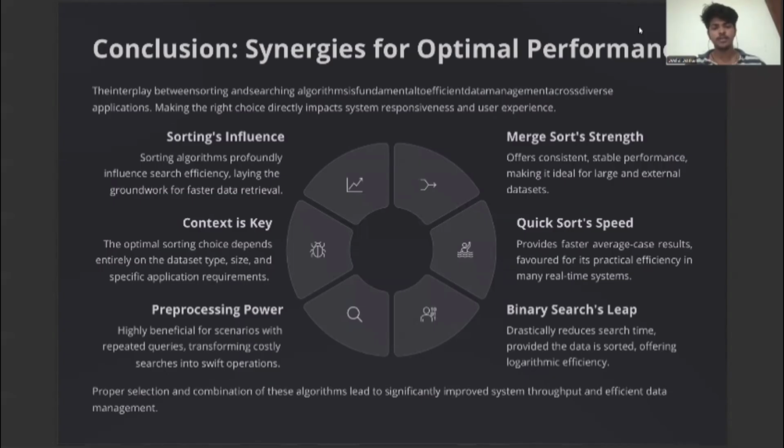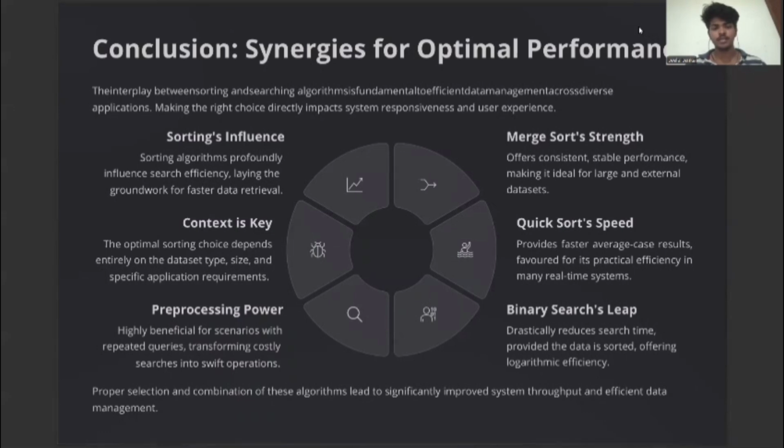Today I am going to talk about how sorting and searching algorithms work together to give the best performance in any system that handles data. First, sorting plays a big role in how fast we can search. When data is sorted properly, it becomes much easier and quicker to find what we are looking for. So sorting is like preparing the ground for faster data retrieval.